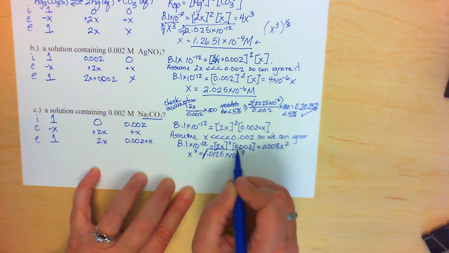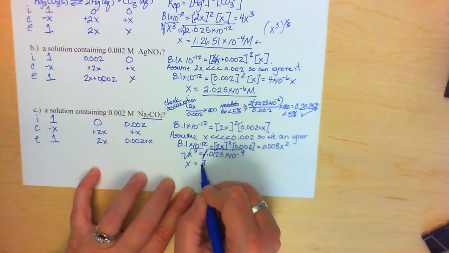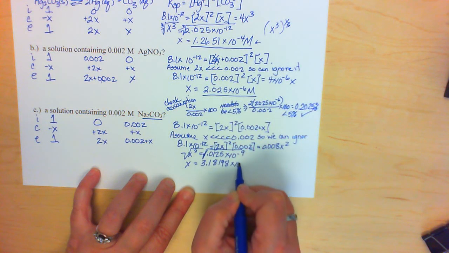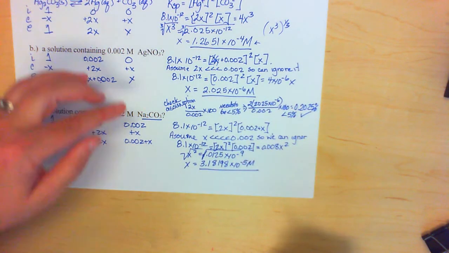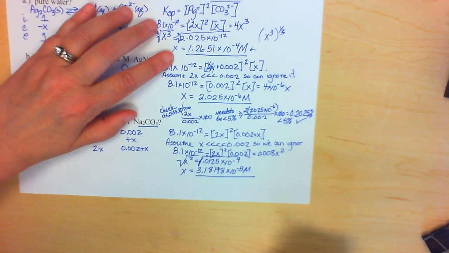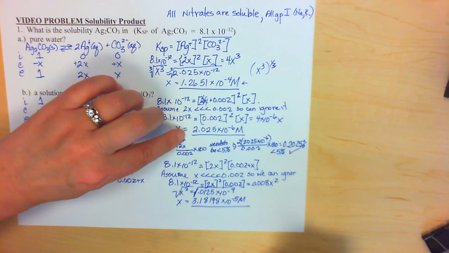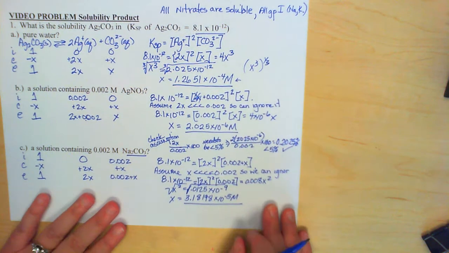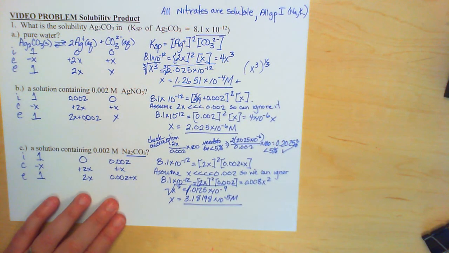You're going to take the square root of both sides, so x comes out equal to 3.18198 times 10 to the minus 5 molar. So, if you'll notice, we're much smaller than initially our pure, but got more solubility than our cation because it had doubled the effect.